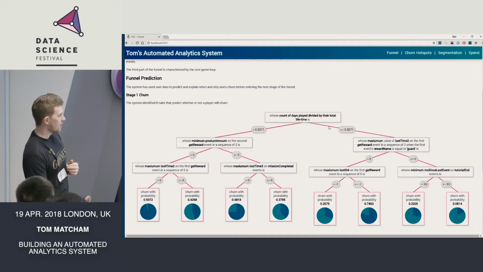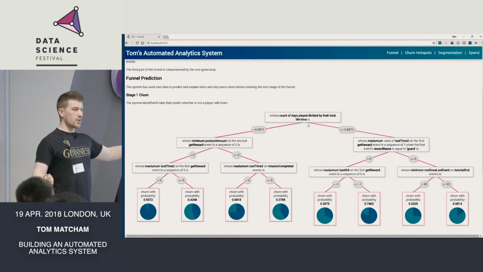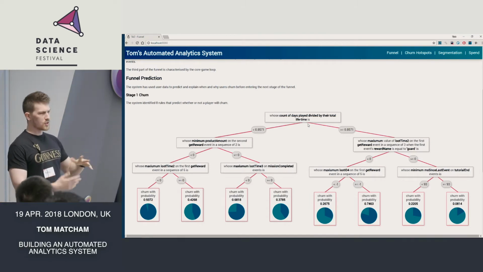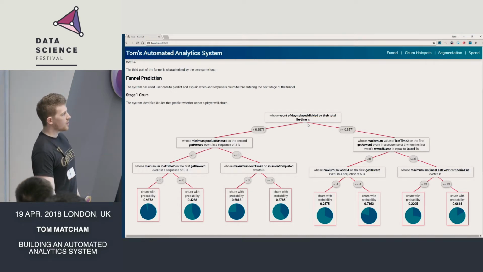So I'll pick out a couple. The highest level of the decision, this is a decision tree, by the way. I tried some other rule-like systems, but they still didn't outperform a decision tree in terms of understanding, so that's why I went with that. But here you can see that the days played ratio is at the top of the tree, and if your days played ratio is less than 85%, you go down this route.